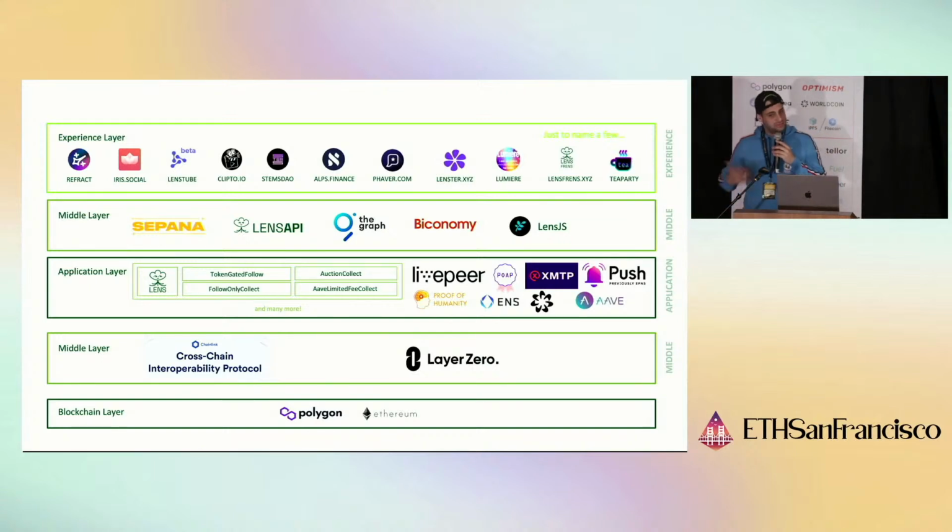So we know that there are active teams building integrations with Layer 0. There are teams building integrations with Chainlink CCIP, another one of these messaging bridging protocols, as well as dBridge and Stargate. So Lens is agnostic to the bridging solution used. You as the application developer can pick which one you trust.